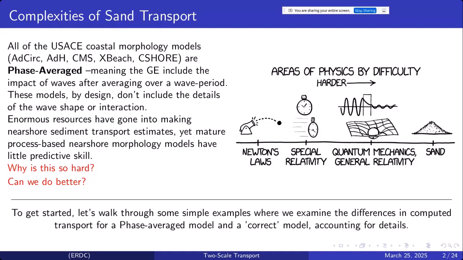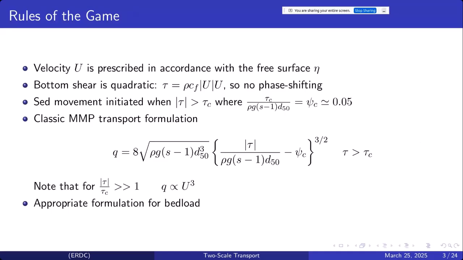So I thought we would start off by using some very simple examples where we could examine the differences that would be computed by, say, CMS or SeaShore in a phase averaged world. And then we'll compare that with what I'm going to call a correct model, which accounts for the details of the wave shape and the wave and current interaction. Okay, so here are the rules of the game.